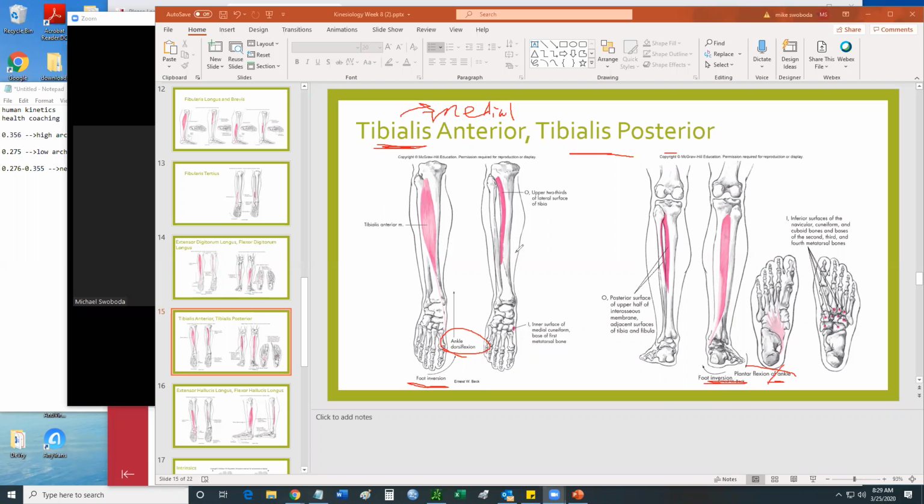What you want to remember for tib anterior is this does dorsiflexion. So this will take your foot and pull it up. So it pulls your toes up, heels on the ground. Toe up, heel down equals dorsiflexion.